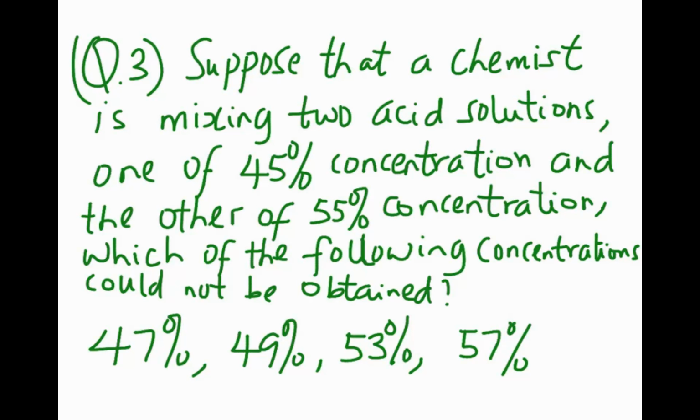So when you look at this question, the concentration of the final solution should be between 45% and 55%. It should not be lower than 45%, and it should not be higher than 55%. And when we look at the options that we are given, we will see that 57% cannot be obtained. Next question.